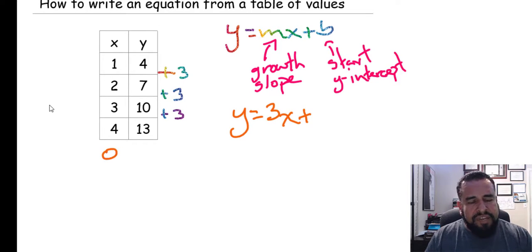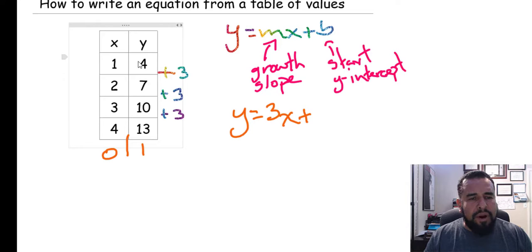For my value of 0, when I put in 0, my output is going to be 1, because I take this 4 and subtract 3. Remember, subtract 3 because I'm going backwards, back into 0, where this is going to be my x value 0. So 4 minus 3 is 1. And that's it. That's really what I wanted to find.